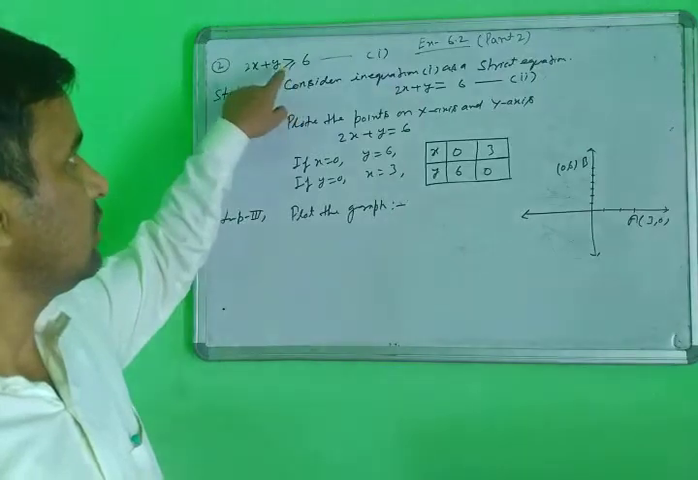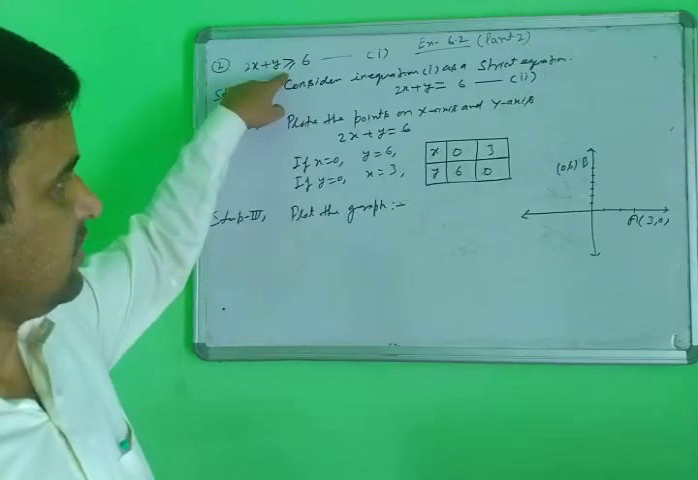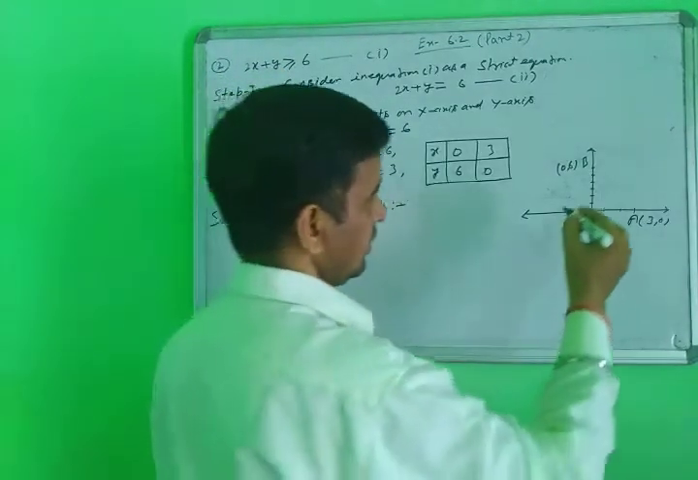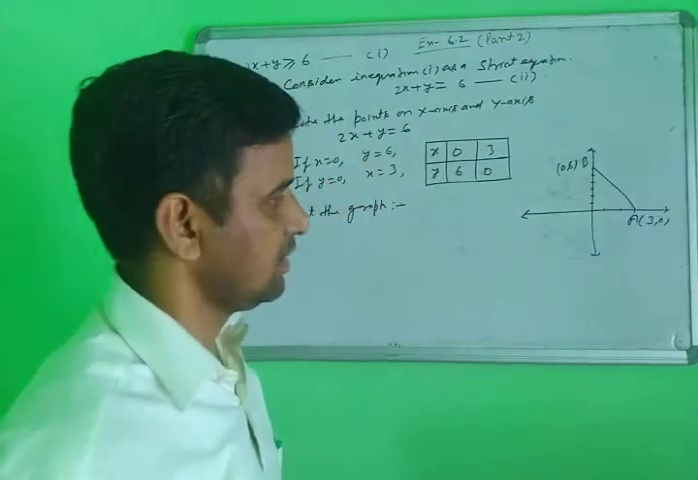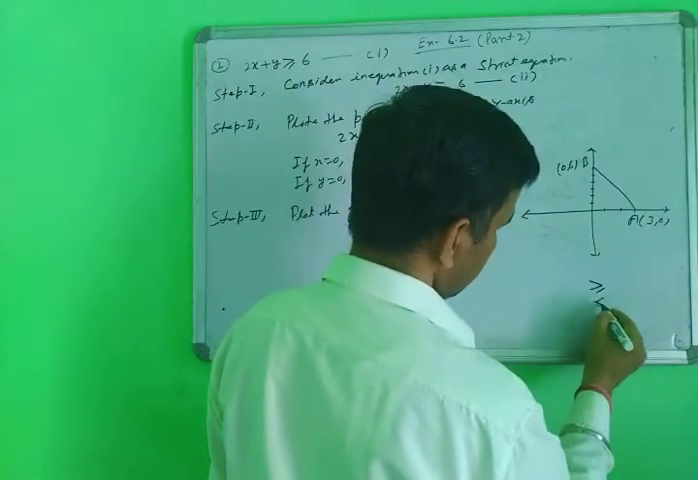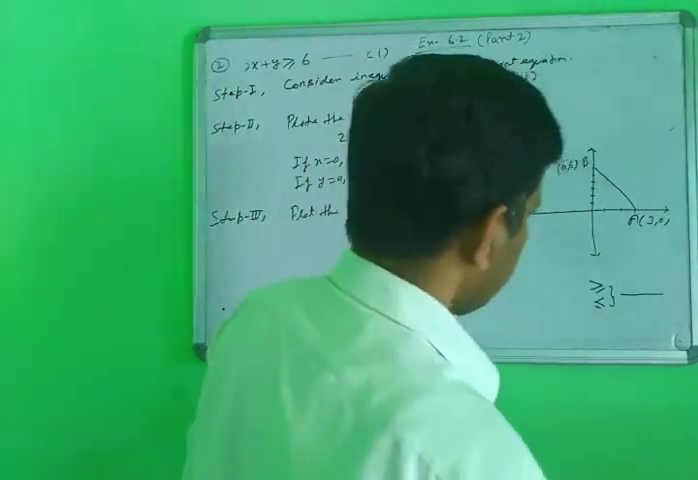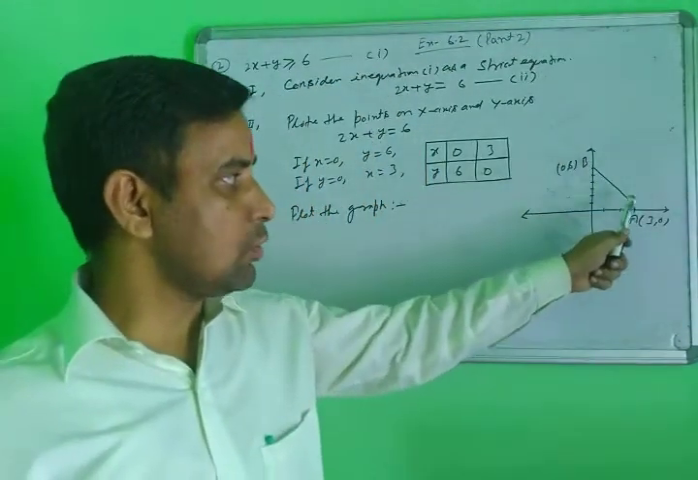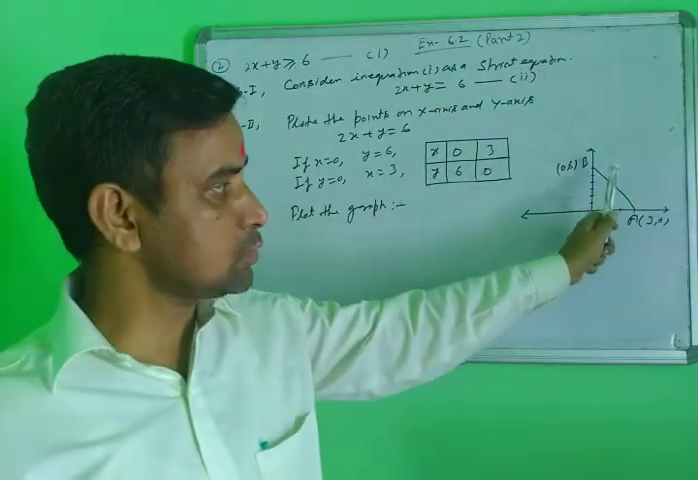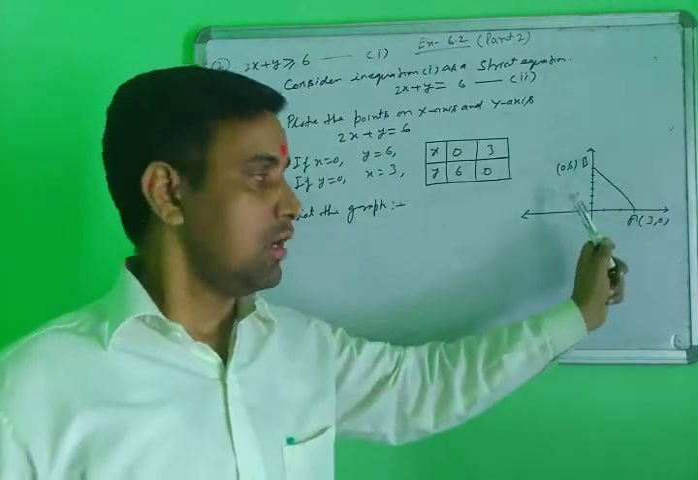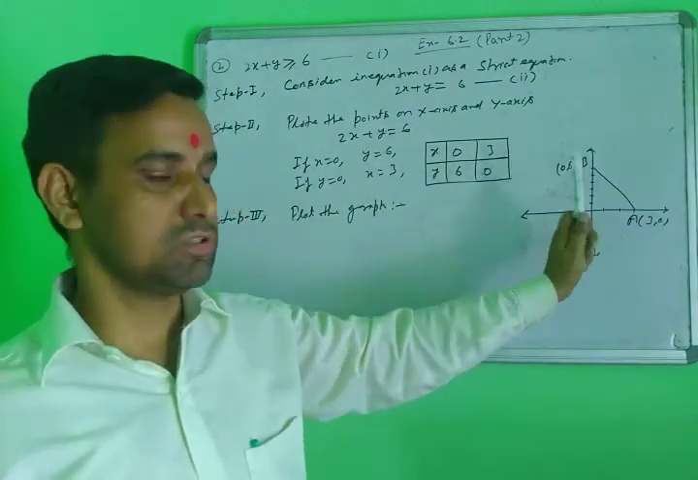After that, look at this point: this is the greater than or equal sign, so you will draw the dark line. Remember this: when the sign is greater than or equal or less than or equal, the line will be dark. A dark line means this line is also included in the solution region. Whether the solution is toward the origin or away from it doesn't matter, but this line is included in the solution region.